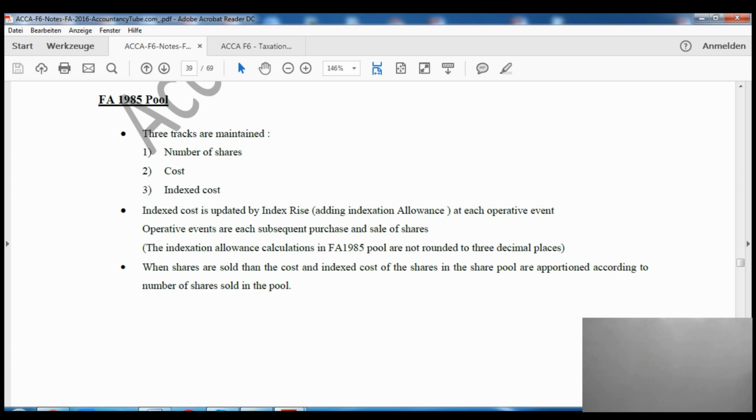Finally, when shares are sold, the cost and indexed cost of the shares in the share pool are apportioned according to the number of shares in the pool. Right? We will look at the reliefs in our next video.